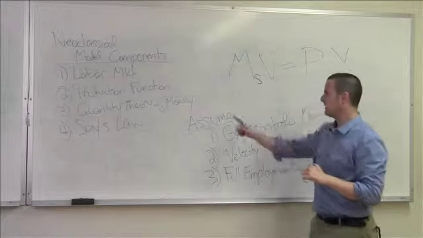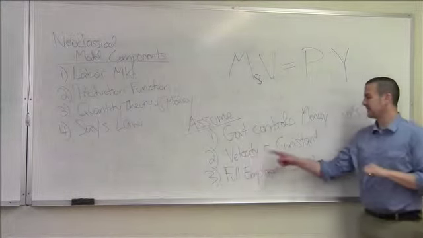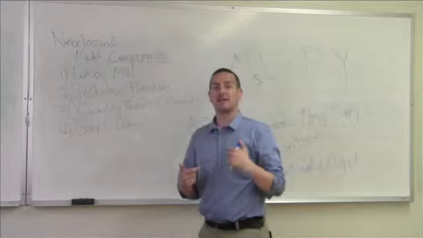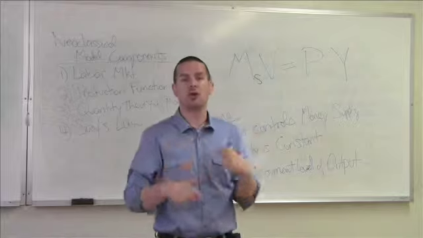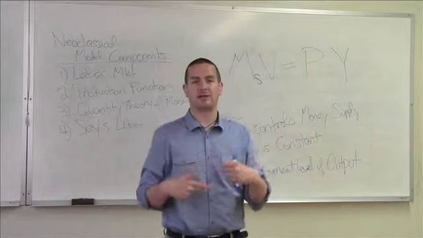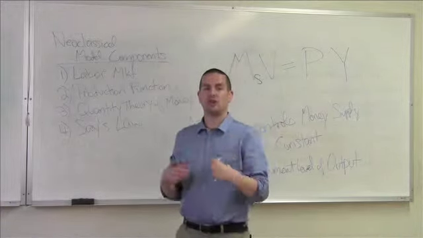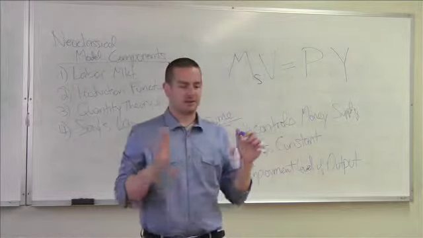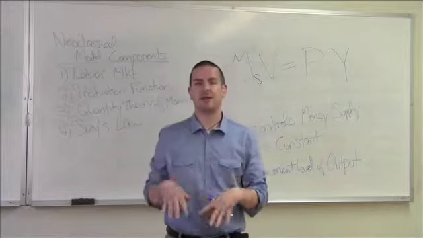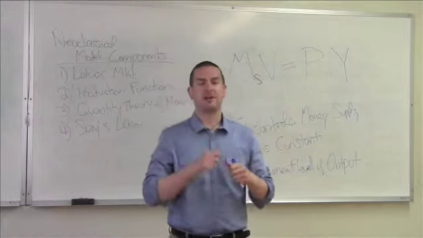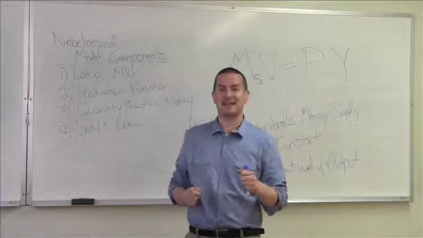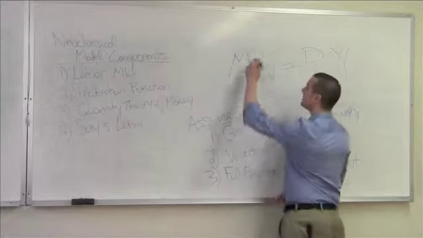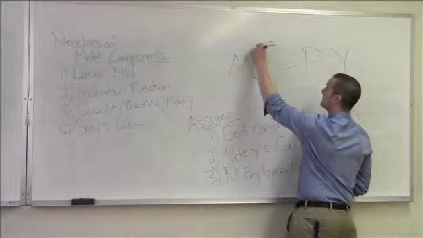Second assumption, velocity is constant. They assume that the velocity of money is constant. That is, it's always turning over at the same rate. Money is always changing hands at the same exact pace, whether it's 2005, 2010, or 2014. So the velocity of money is constant.